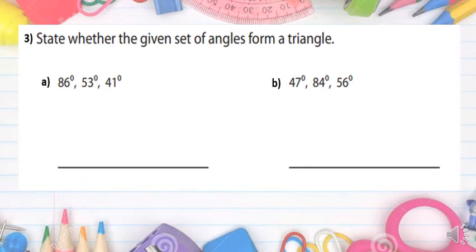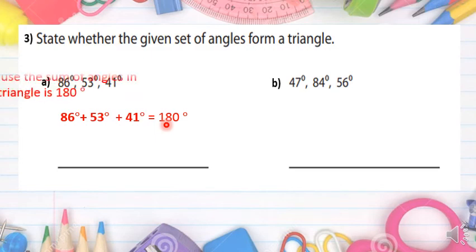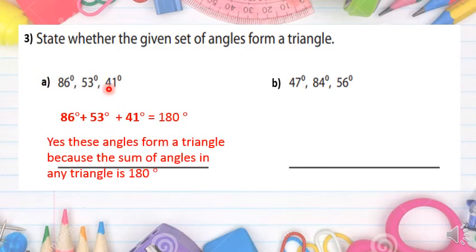Okay, let's move to exercise number 3. State whether the given set of angles form a triangle. We have three angles in each part. Do these angles form a triangle? What do you think? We know that the sum of angles in any triangle is equal to 180 degrees. So we have to check. Let's add the angles. If we add the following angles, we will find that the sum is 180 degrees. So yes, these angles form a triangle. Why? Because the sum of angles in any triangle is 180 degrees.